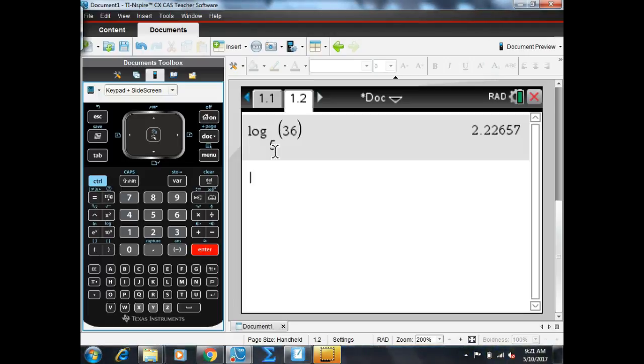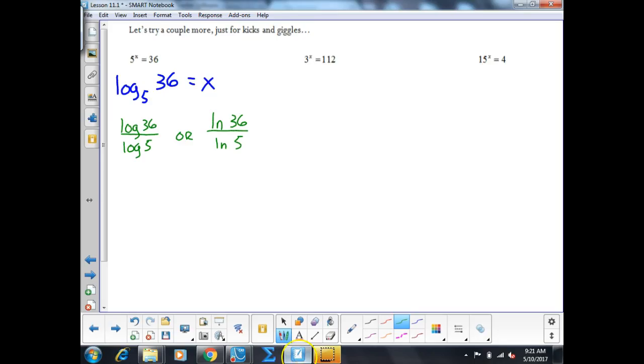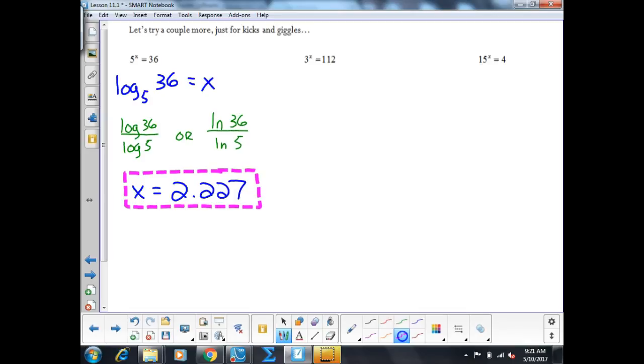I get 2.227. We will be rounding to 3 decimal places when we're solving these equations, and we round at the very end. In this case, the end of the problem is where we round. Now you find, for 3 to the x equals 112, what x is equal to, and for 15 to the x equals 4, what x is equal to.